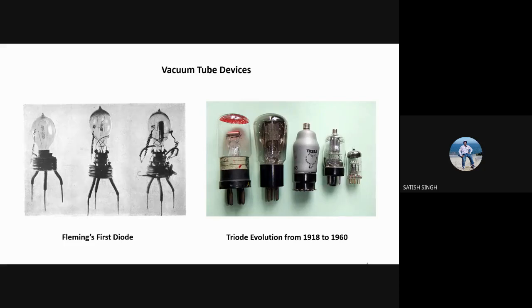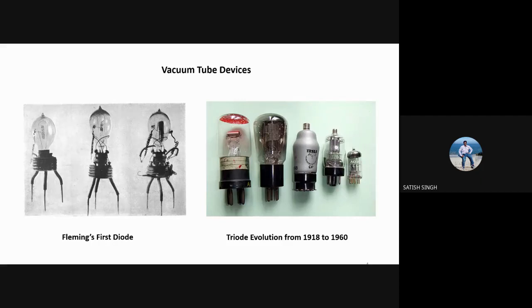So what is the important thing that we need to see in this particular slide is, you can see the Fleming's valve diode that we can see here. It is having a very large shape and size. And at the same time, you can see the triode is also having a very large shape and size. It is not a small element like the elements we have in today's time.